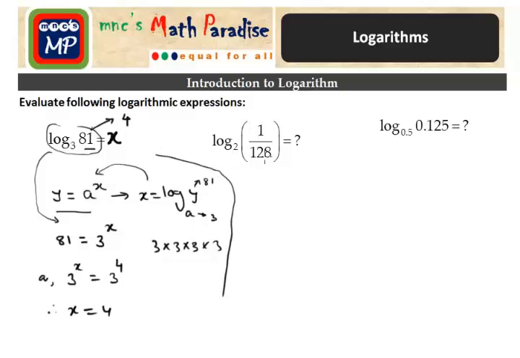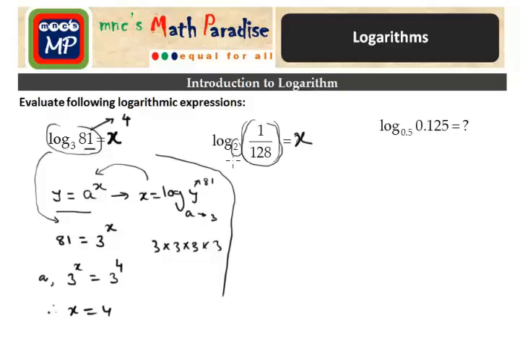Log 2 base 1 division 128 equals what? So we will assume it as x. So let this one equal x. So we know now log, this is the base and this is the value. So from logarithm to exponential, value equals base to the power of the right hand side x. So this value 1 division 128 will be 2 to the power x.